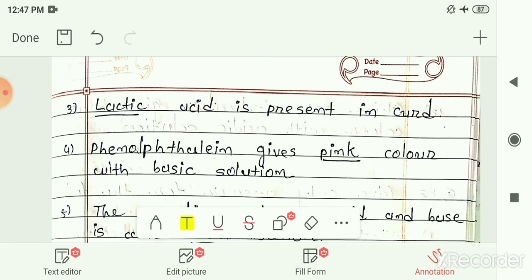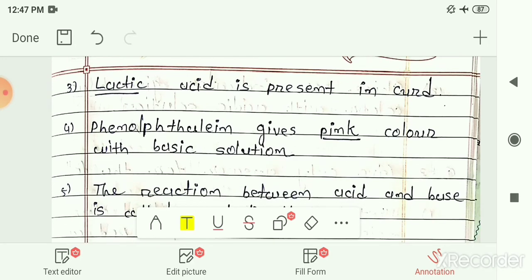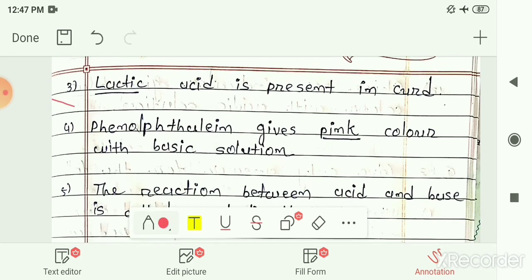Next, third number, blank acid is present in curd. So here your answer is lactic. Which acid is present in curd? So your answer will be lactic. Lactic acid is present in the curd.